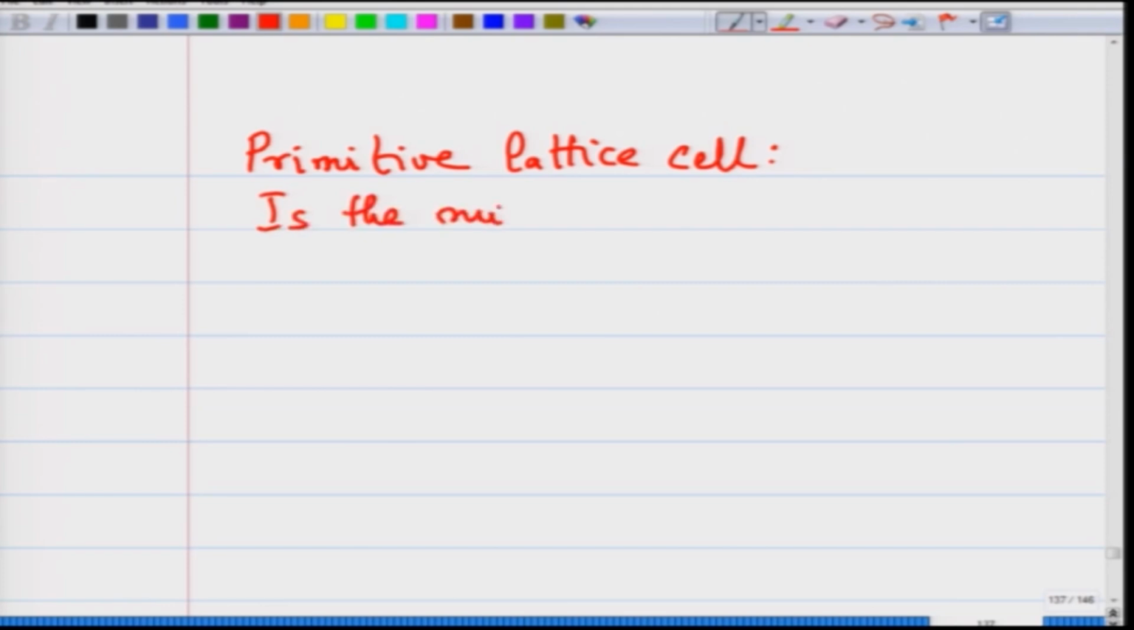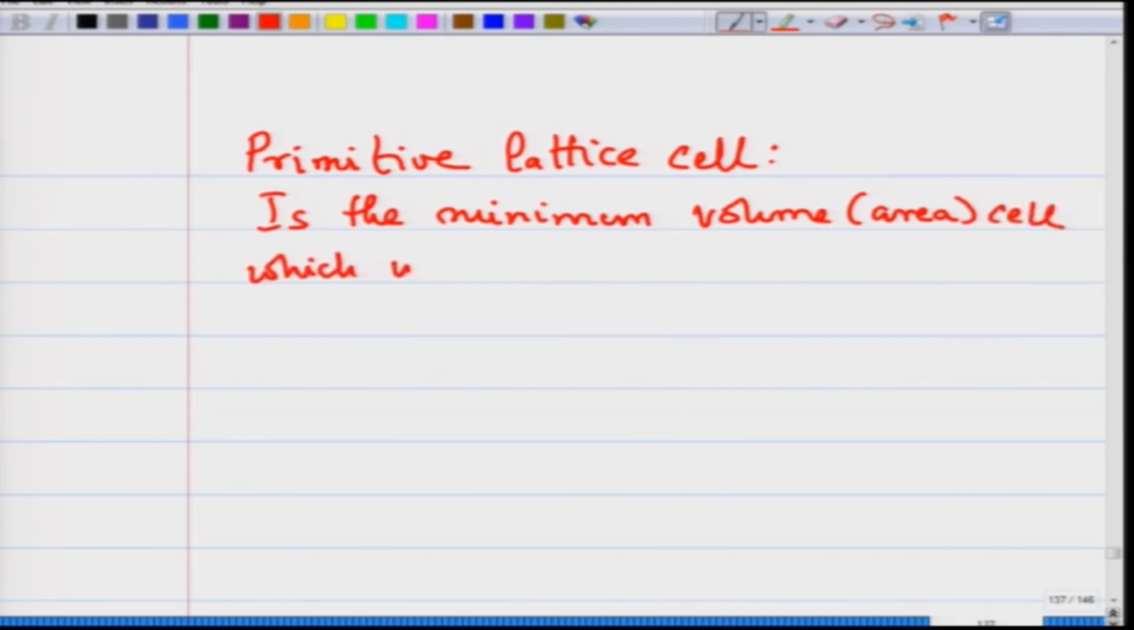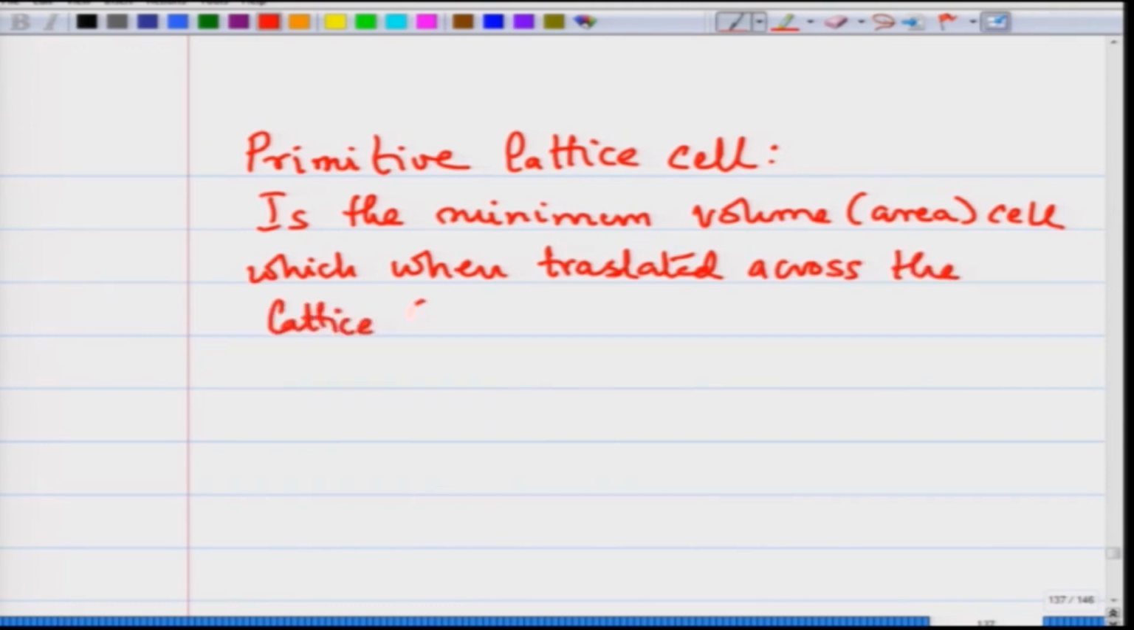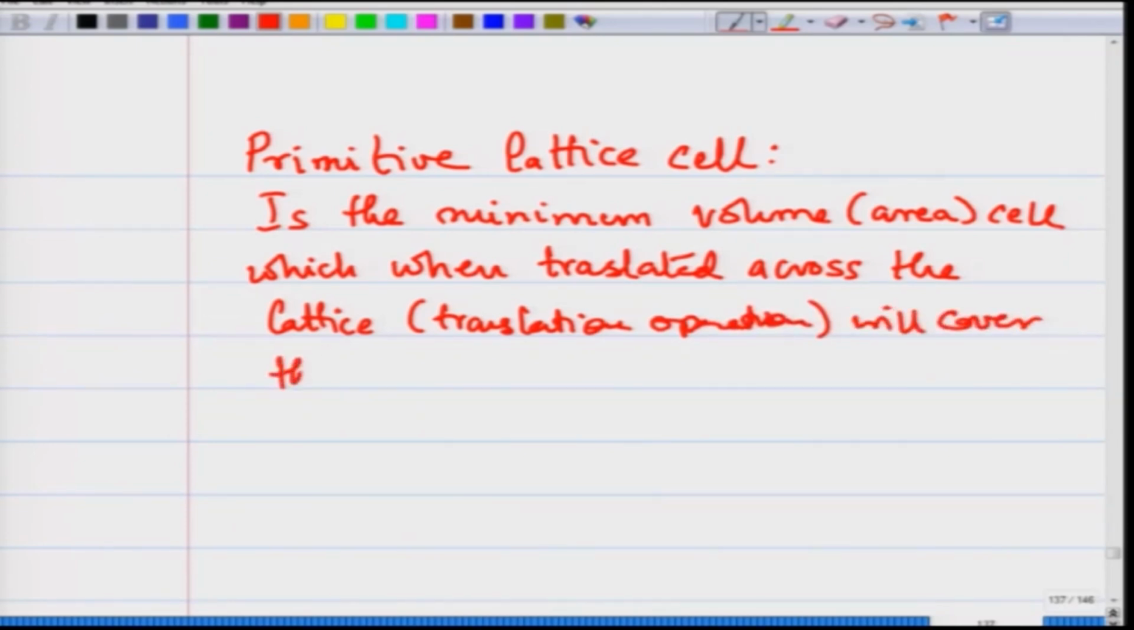is the minimum volume or area cell which, when translated across the lattice using the translation operation or vector, will cover the entire lattice. So it is the minimum volume or area cell in the lattice which, if you translate it across the lattice, will entirely cover your lattice without leaving any gaps.